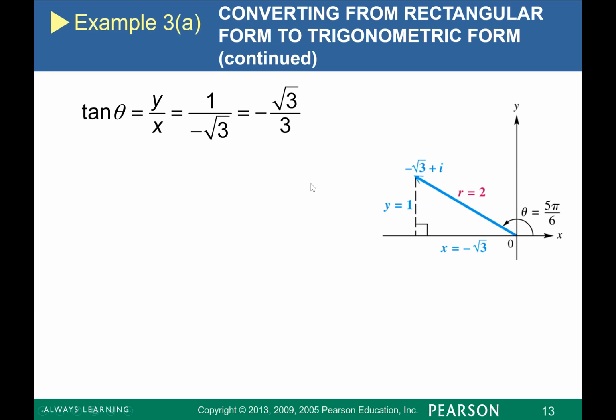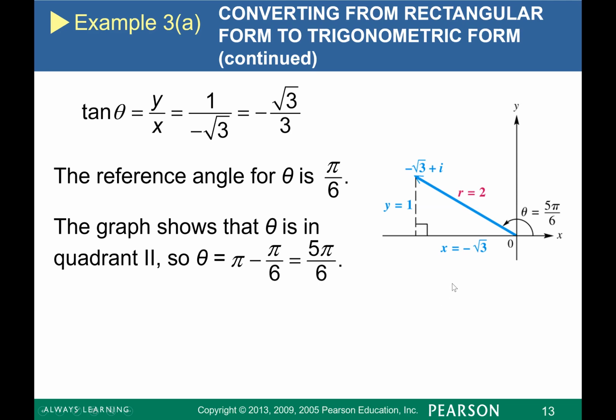So the reference angle is pi over 6. But because we're in the second quadrant, we have to take a whole pi, because this is pi here, minus the reference angle. If we were in the third quadrant, we would have taken pi plus the reference angle. And if we were in the fourth quadrant, we would have taken 2 pi minus the reference angle. Clear as mud now? Yep.